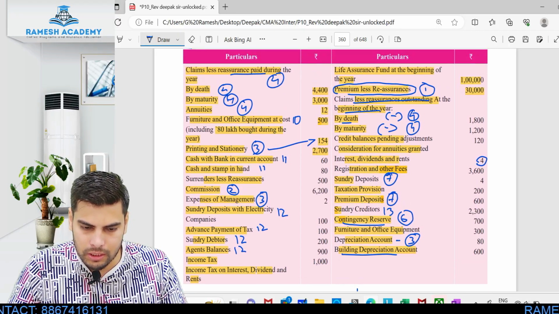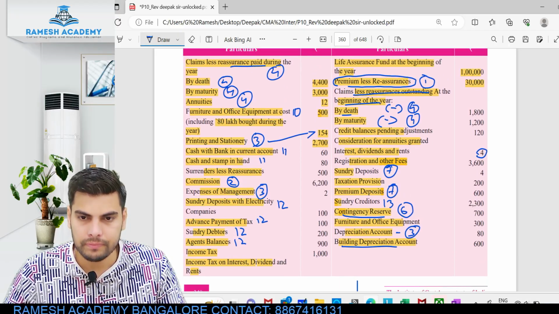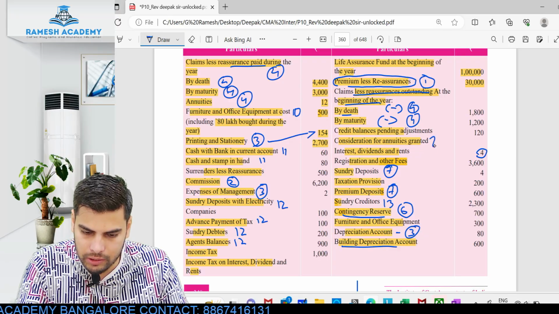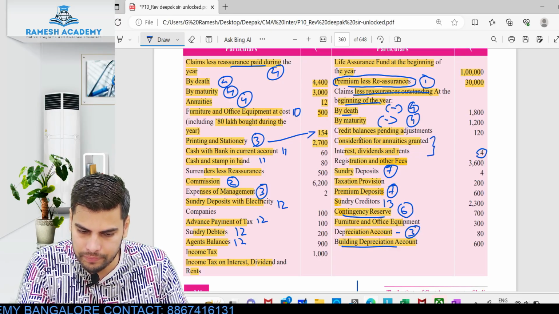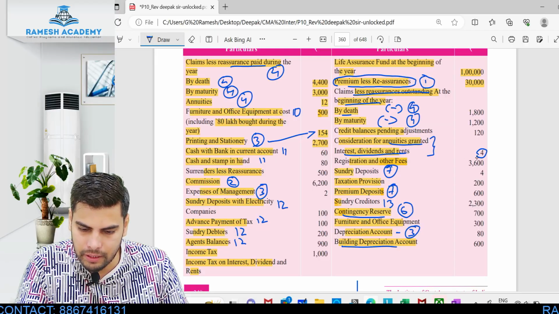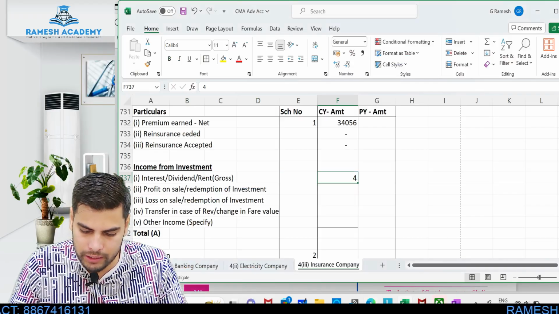Just cross check once again. This is not interest, dividend and rent. It is actually contingency over here, if you guys can see. Okay, look at this. So consideration for annuities granted, interest, dividend and rents, it is 4. Okay, this is not 4 actually.